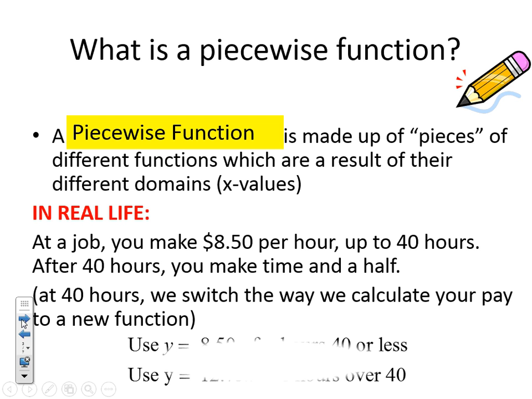So if we're going to look at this, we would use for our first function y equals 8.50x for 40 hours or less. When we go over 40 hours, our new function is going to be y equals 12.75x, because we get time and a half, for over 40 hours. All right, make sure you get all of this down, please.